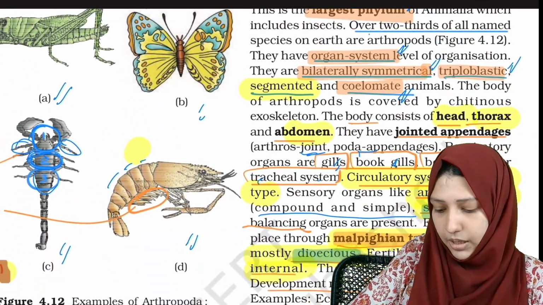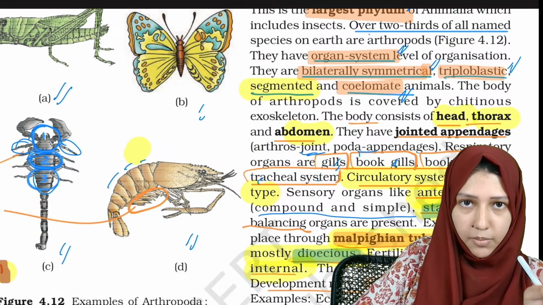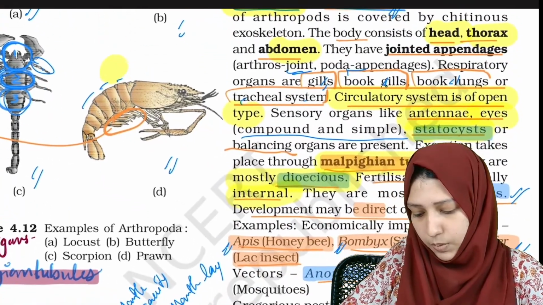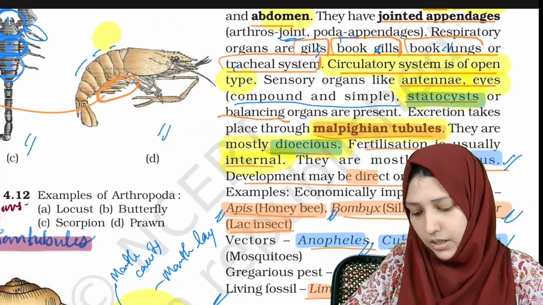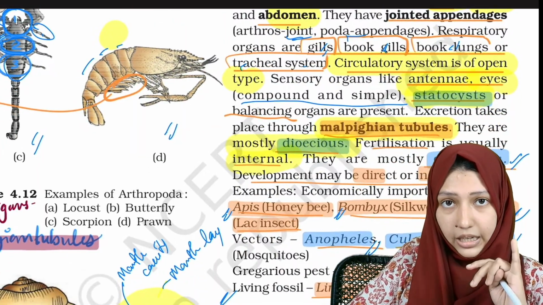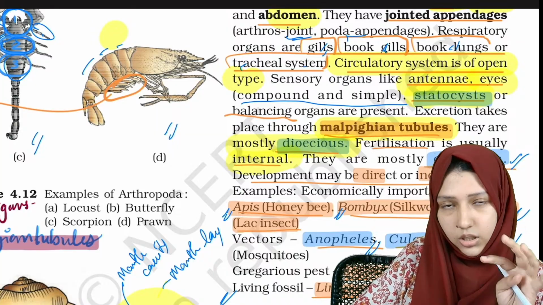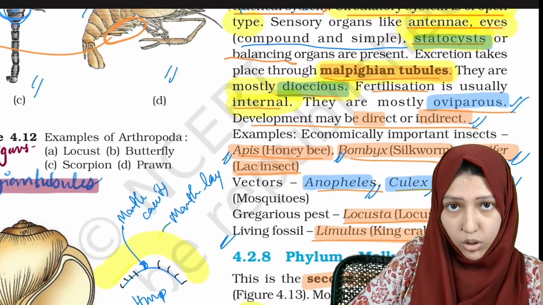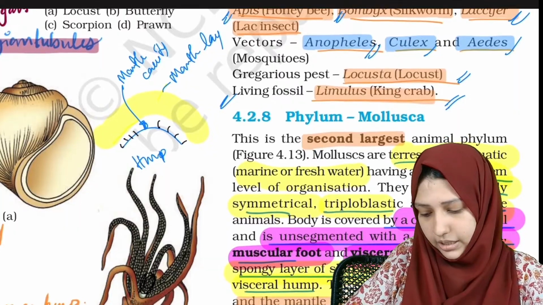Okay, organ system level of organization, bilateral symmetry as we studied. Then head, thorax and abdomen, jointed appendages, so Arthropoda. Okay, the respiratory organs were gills, book gills, trachea and book lungs. Okay, 3 special organs: antenna, eyes which can be simple or compound, and the statocyst, which is the balancing organ, and a special structure, malpighian tubule, for excretion. Okay, and the organism was dioecious.